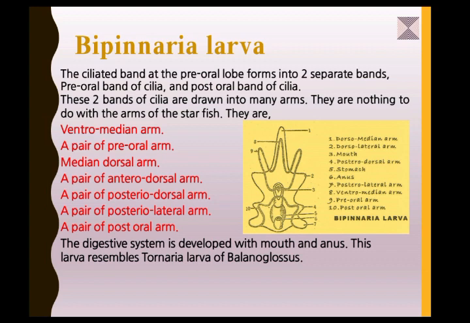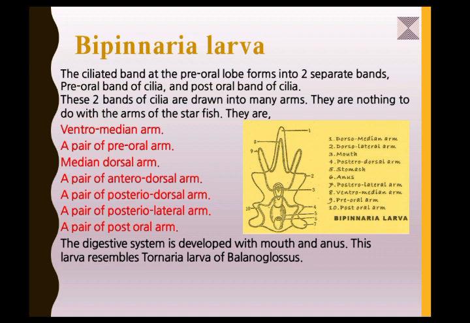This larva resembles the Tornaria larva of Balanoglossus. If you go by the structure, it is very close to the Tornaria larva of Balanoglossus. In BSc also, in the first semester, we took up Balanoglossus and went through the Tornaria larva too. So Bipinnaria is very close to the Tornaria of Balanoglossus. That's why some scientists consider the study of larvae very important.